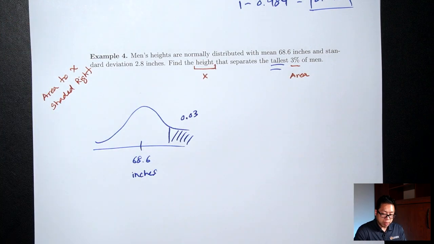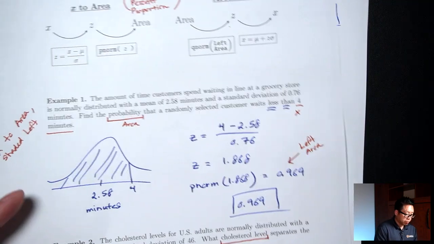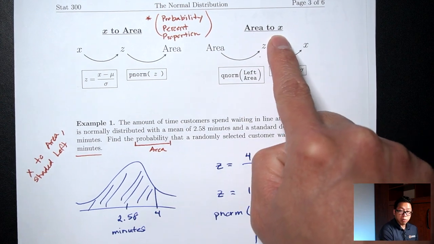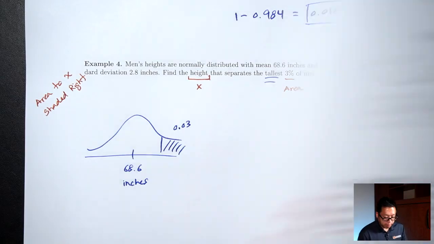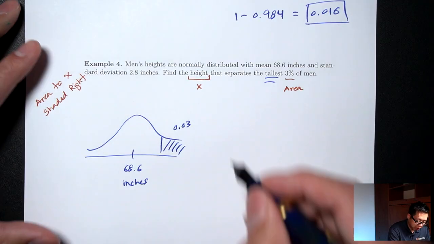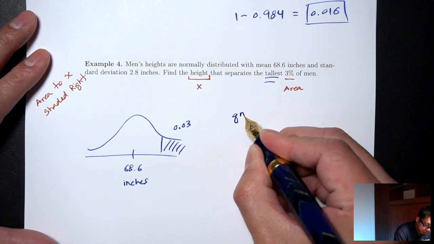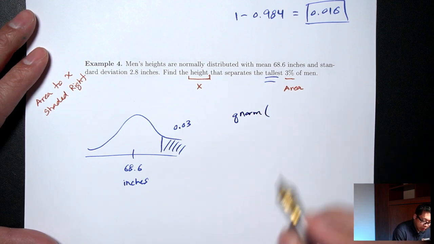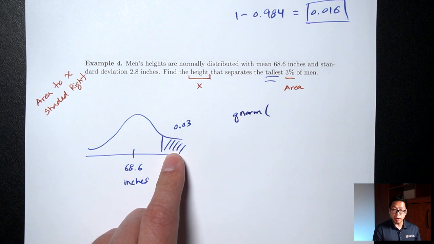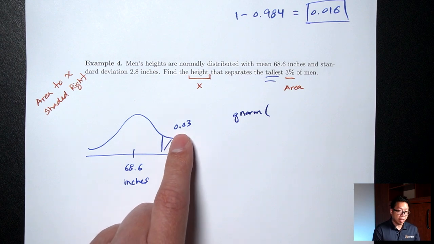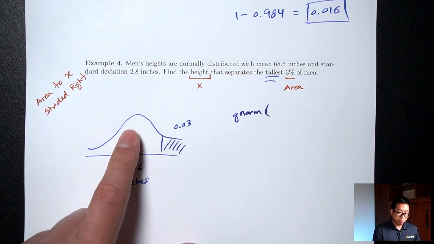Okay, let's look at my diagram to see what I should do next. Area to x: the first thing I need to do is go from area to z by doing Q norm left area. So Q norm left area. Okay, left area. 0.03 is the area to the right. I need to Q norm the left area, which is this white part.